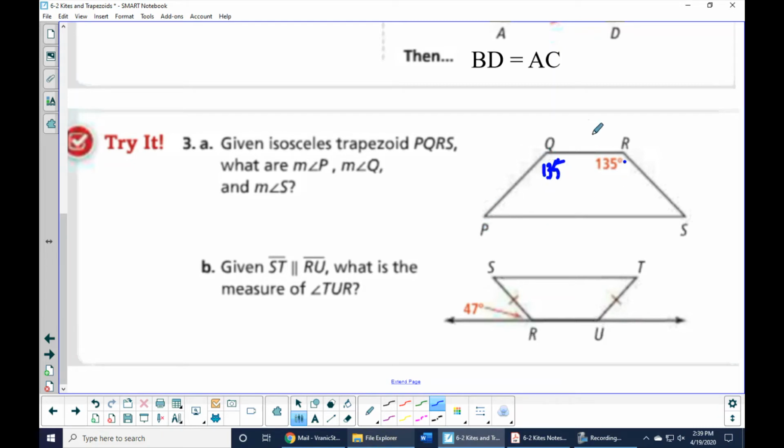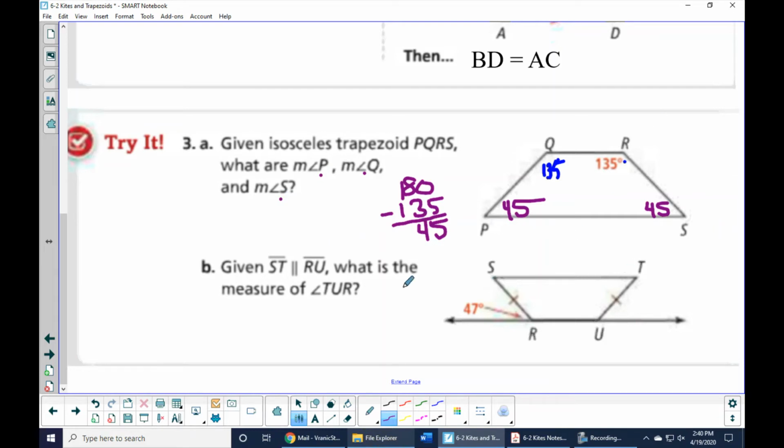Now, the ones that are next to each other, here's a trick. The angles that are right next to each other in this direction, that are clearly not the same measure, are going to add up to 180. So we need to do 180 minus 135, and that's going to leave us with 45, which means this is 45 and this is 45. So there are our answers. They wanted all three of the missing angles. We gave it to them.